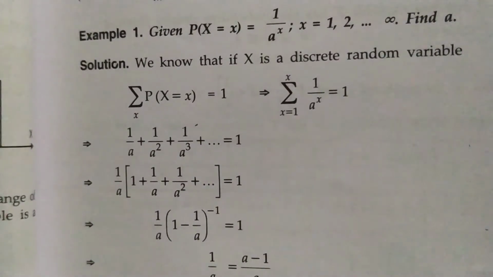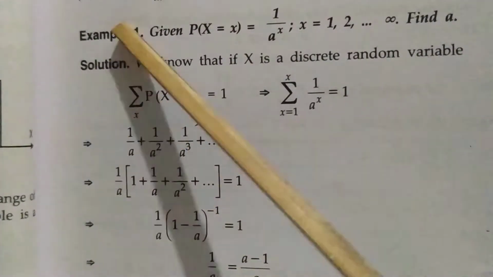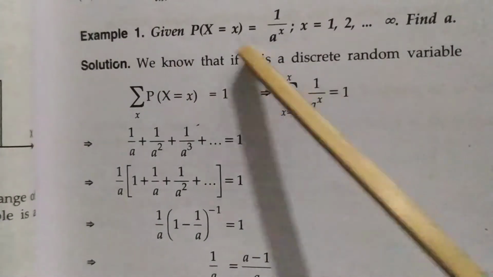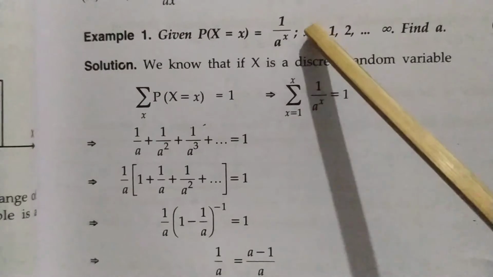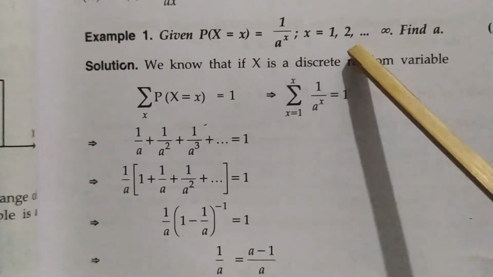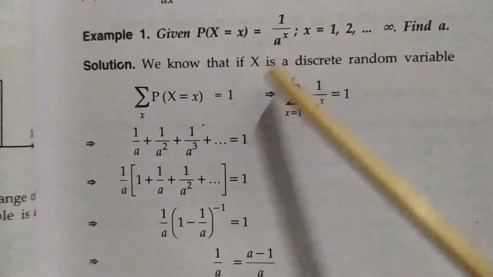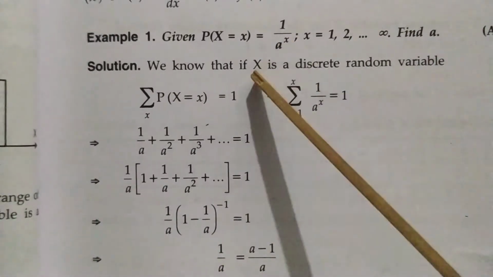Hello students, this is the example question of chapter 4. The question is: given p(x) equal to 1 by a^x, where x goes from 1 to infinity, find the value of a. You are asked to find the value of this a.